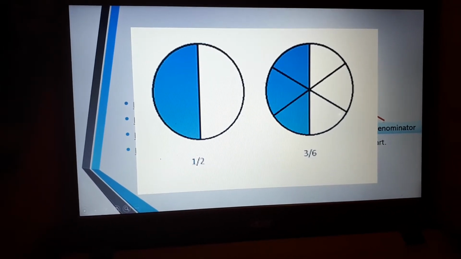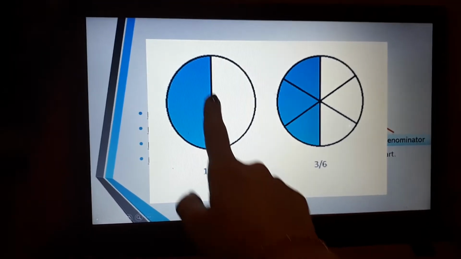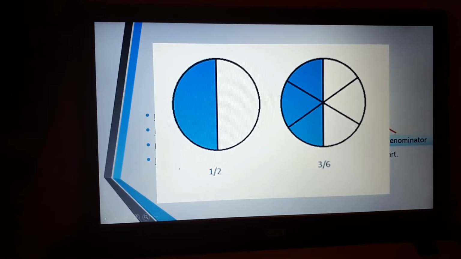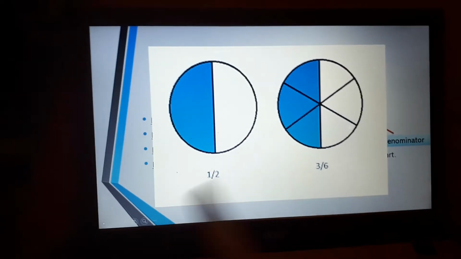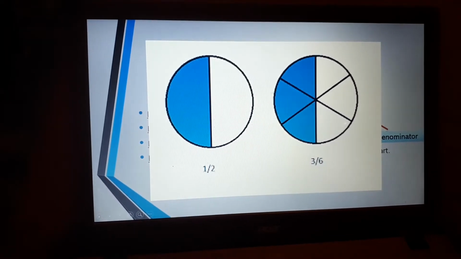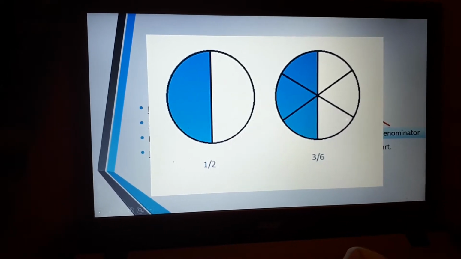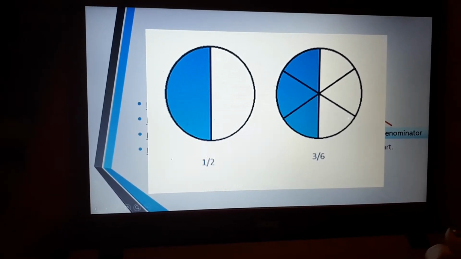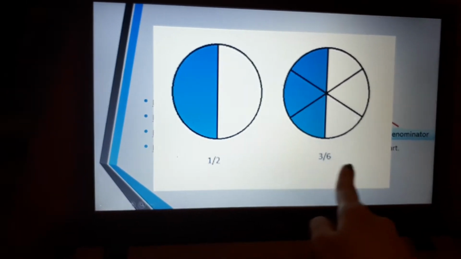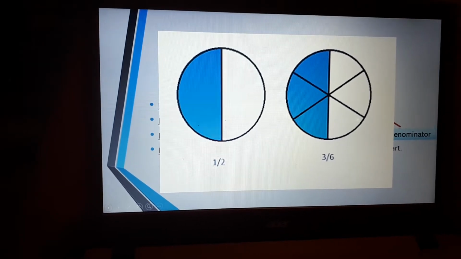Look at this picture. Imagine that you have here 2 pizzas. One you will cut into halves, and one you will cut into 6 pieces. If you want to eat these pizzas, you will take half of this one and give your partner half, and you will take 3 pieces from this pizza and give your partner 3 pieces. Look, it's the same amount but a different fraction. So 1 over 2 is equal to 3 over 6.